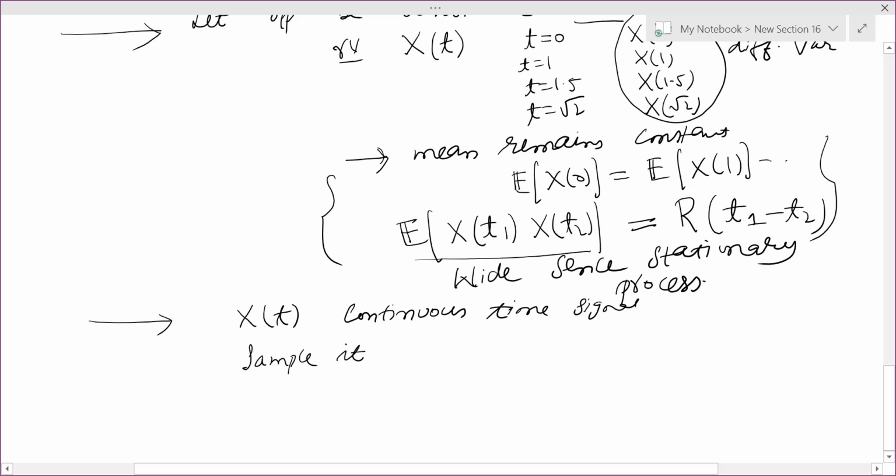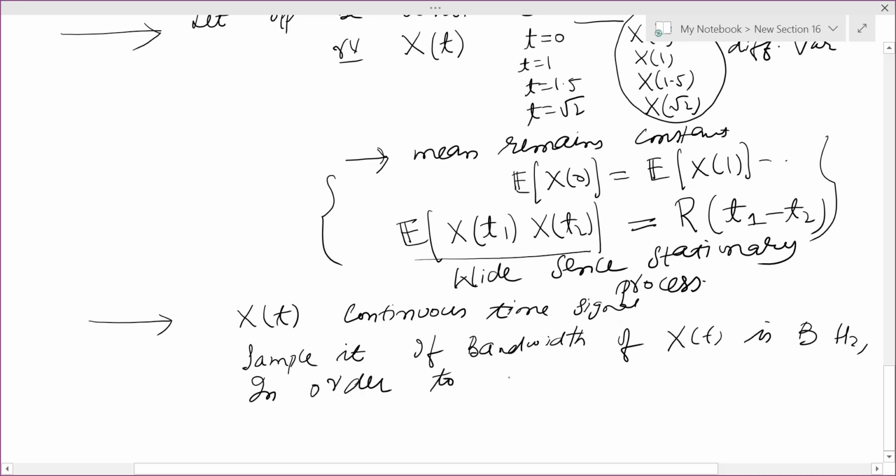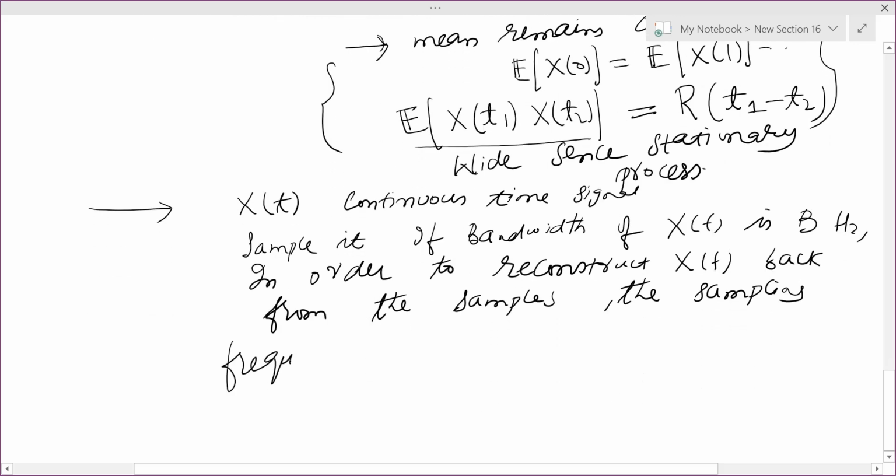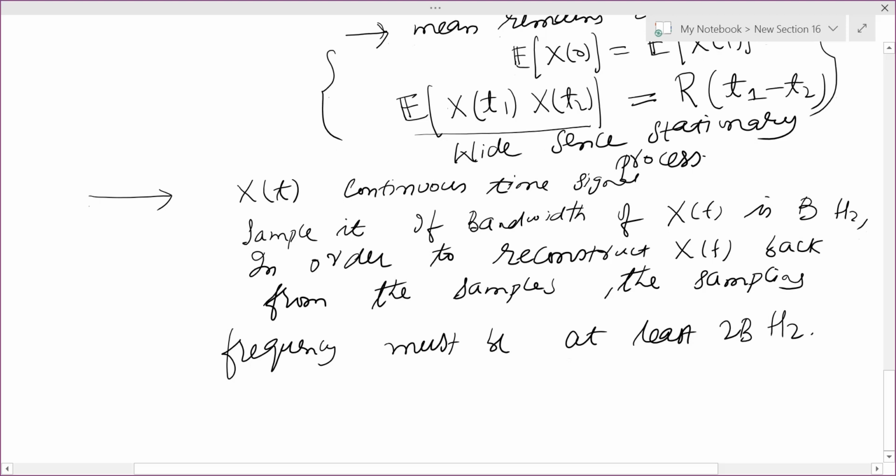And there is an important condition about the sampling, which says that if the bandwidth of x of t is b hertz, then in order to reconstruct x of t back from the samples, the sampling frequency must be at least 2b hertz. See, what does it mean?